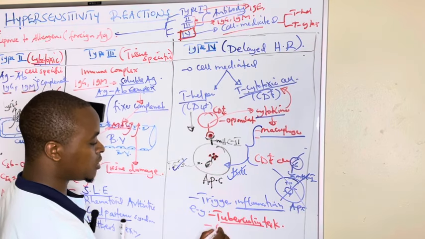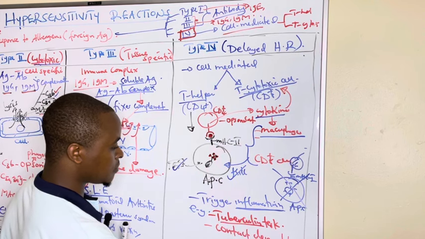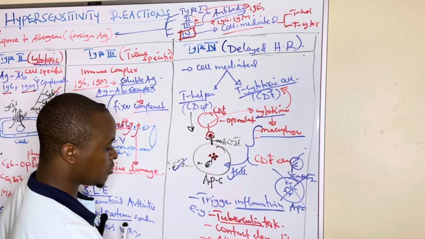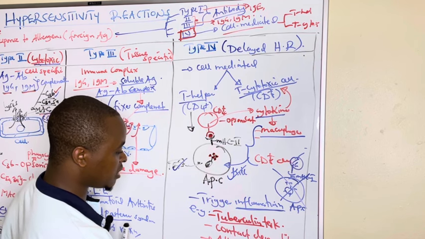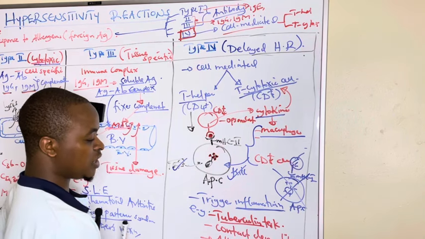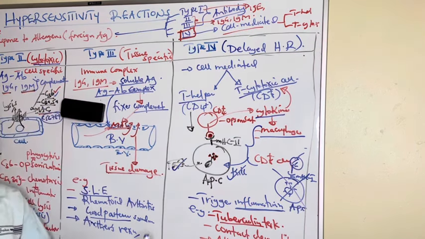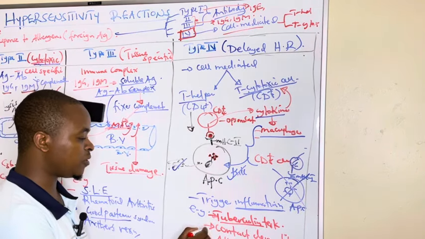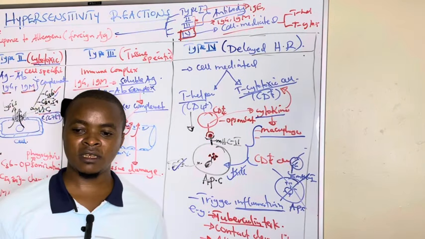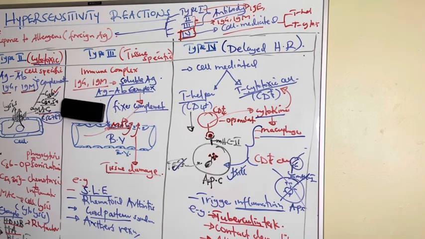Another example is contact dermatitis. And lastly, we can see allograft rejection. Whenever you give a tissue transplant, sometimes this cell-mediated hypersensitivity reaction is the one that causes allograft rejection. So these are the three examples of type 4, or cell-mediated, or delayed hypersensitivity reactions. So this is what we can discuss today about hypersensitivity reactions.